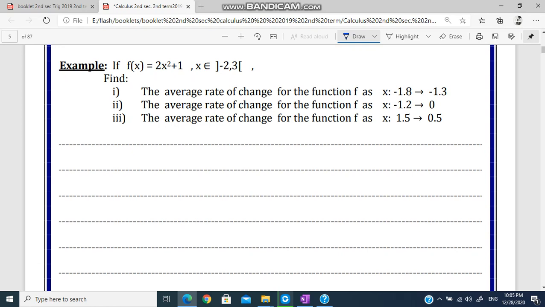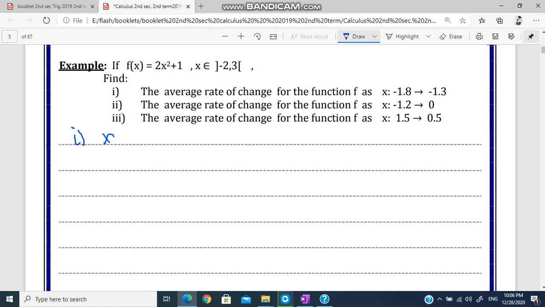You have here f of x equal 2x power 2 plus 1, and x belongs to the open interval from negative 2 to 3. The average rate of change for the function as x changes from negative 1.8 to negative 1.3. Number 1, x changes from negative 1.8 to negative 1.3. You need to find the average rate of change, which equals delta y over delta x, or f of x2 minus f of x1 over x2 minus x1.